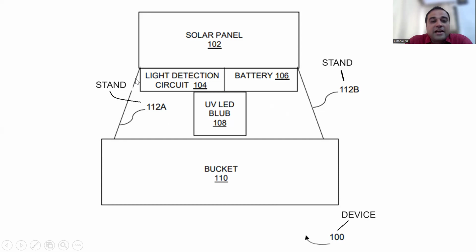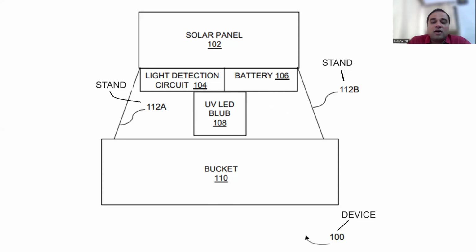So these are the two stands, and on the top of the stand, a solar panel has been installed, which is marked by 102. Just below the solar panel, on the right hand side, there is a battery marked by 106. And on the left hand side, there is a light detection circuit. A UV LED bulb is installed below the light detection circuit and the battery unit, such that it is connected on one side to the battery, so that the UV LED bulb can be powered by the battery, and on the other side, the UV LED bulb is also connected to the light detection circuit. So this is the general construction of this particular invention.